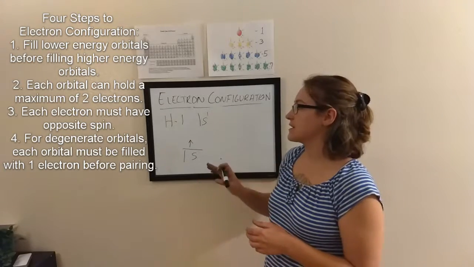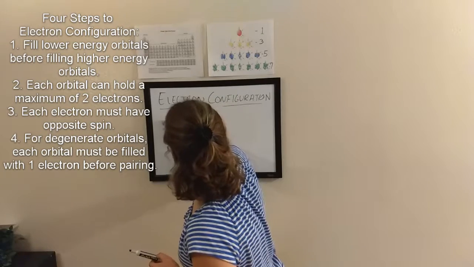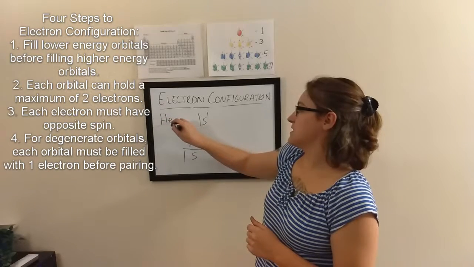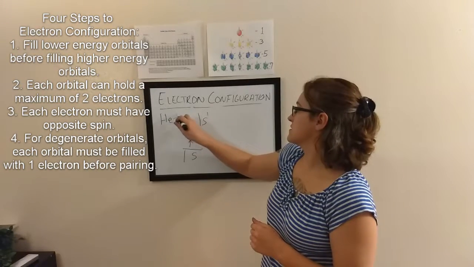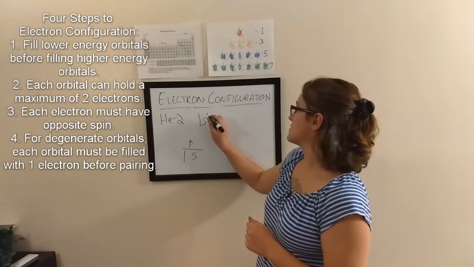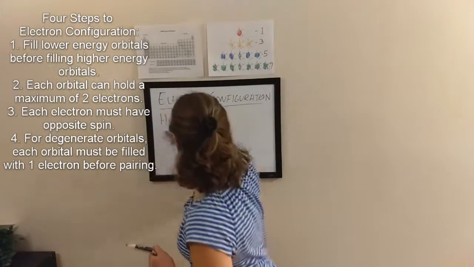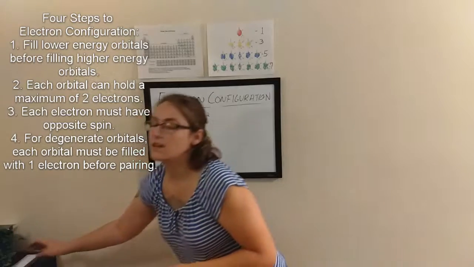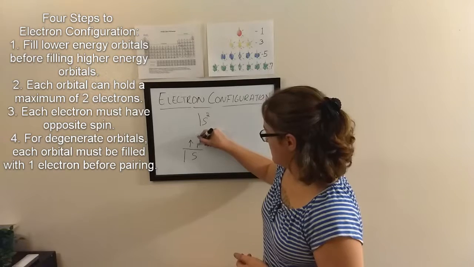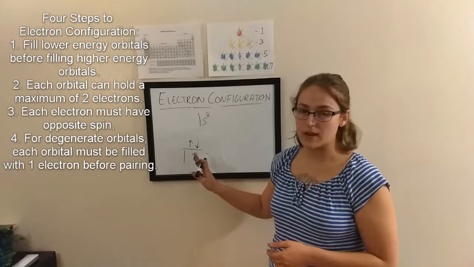So, for the next element, for helium, helium has 2 electrons. We annotate this by saying 1s2. And the orbital diagram of helium would look like this, because the electrons have to have opposite spin.